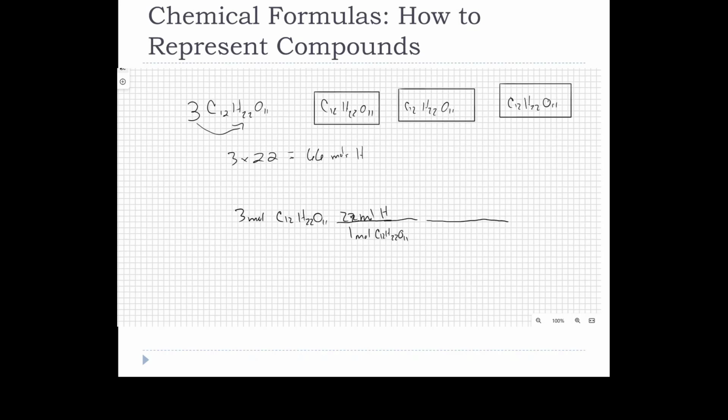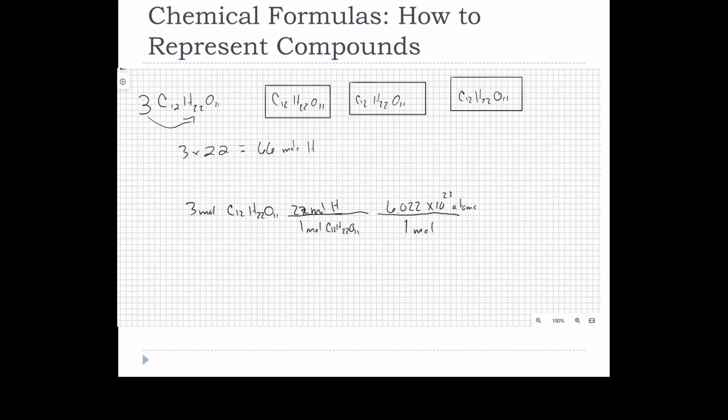Now how many atoms is that? 66 times Avogadro's number is right. There's 6.022 times 10 to the 23 atoms in 1 mole. That's the definition of Avogadro's number, right? So moles of the stuff will cancel, and I'm left with 66 times Avogadro's number atoms of hydrogen, all right?